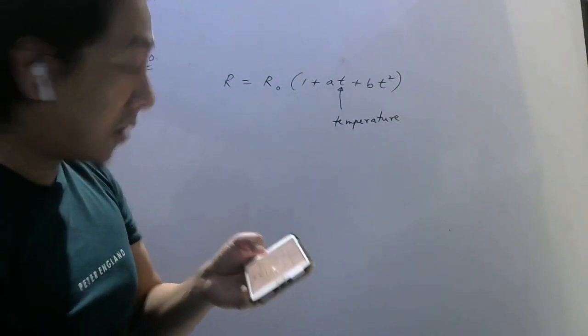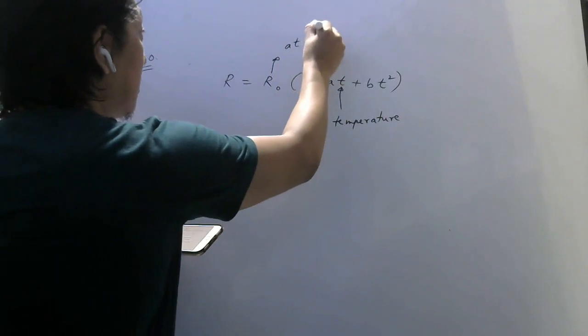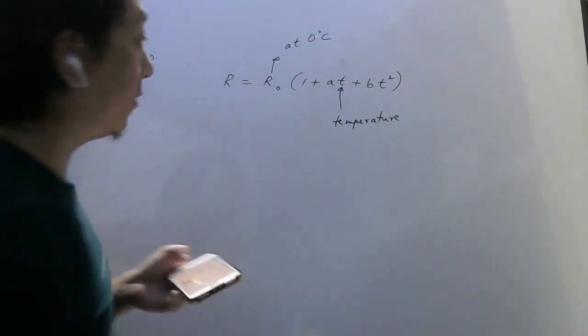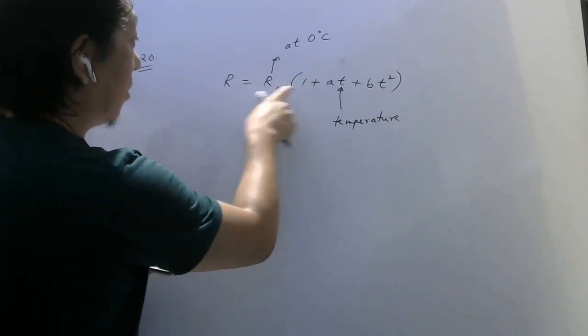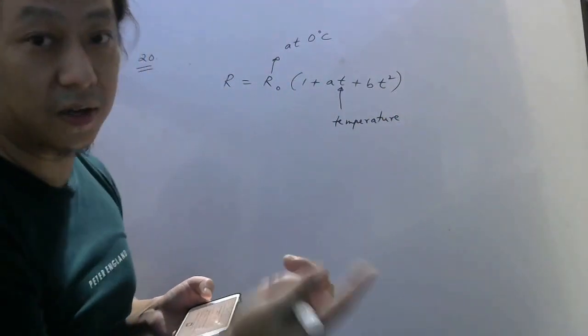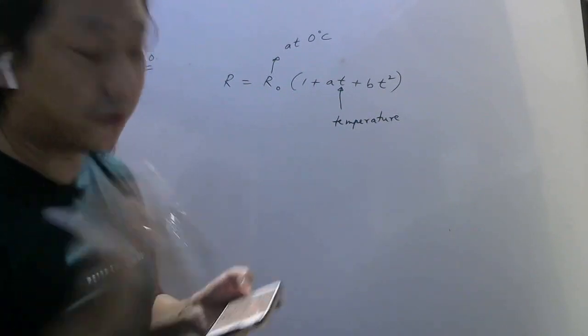Now what is R naught? R naught, they are saying, is resistance at 0 degrees Celsius. Obviously, if you put 0 degrees Celsius, what will be your resistance? R naught into 1, R naught. So R naught is nothing but resistance at T equal to 0.